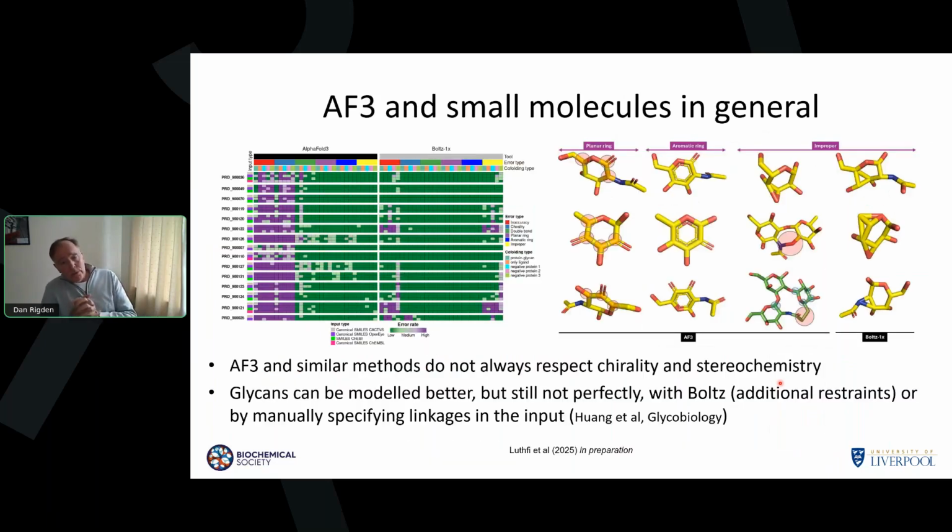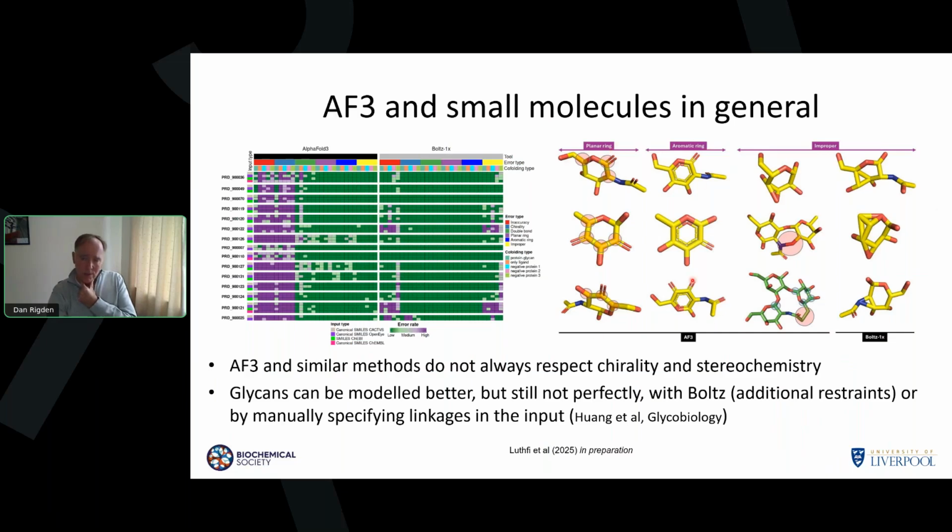And another issue that you will find with AlphaFold 3 and all deep learning models, to be fair, is around the stereochemistry and the chirality of small molecules. So you'll find other papers that talk about how this can go wrong, but we've been exploring it ourselves. This is another PhD student, Luthfi, who's been looking at glycans. This is AlphaFold 3, and this is Boltz, a new version of Boltz that's supposed to do better with chirality. Indeed, it does. But I'm really just showing you here some of the grotesque errors that you can find in the outputs of these methods.